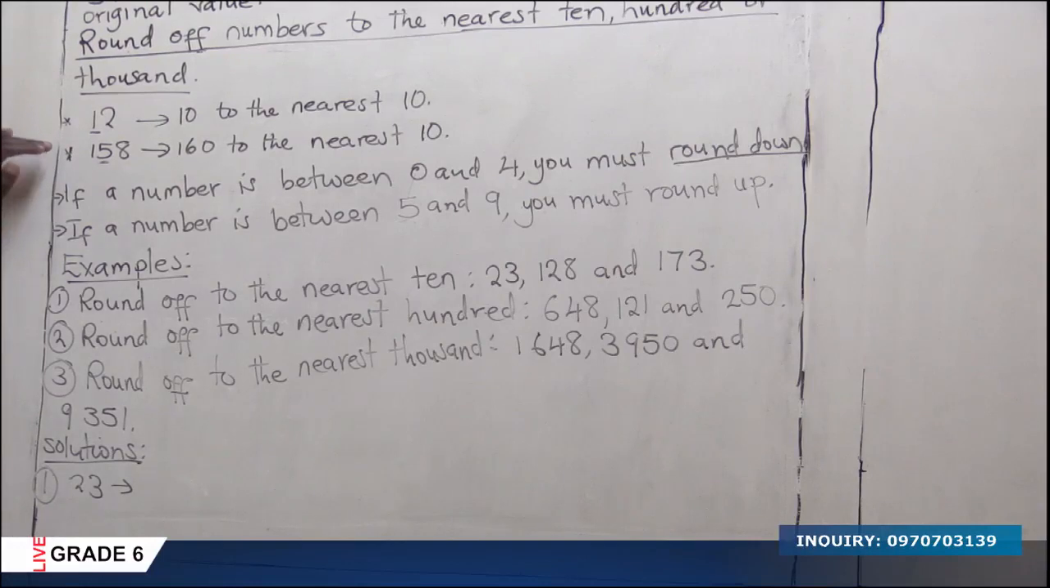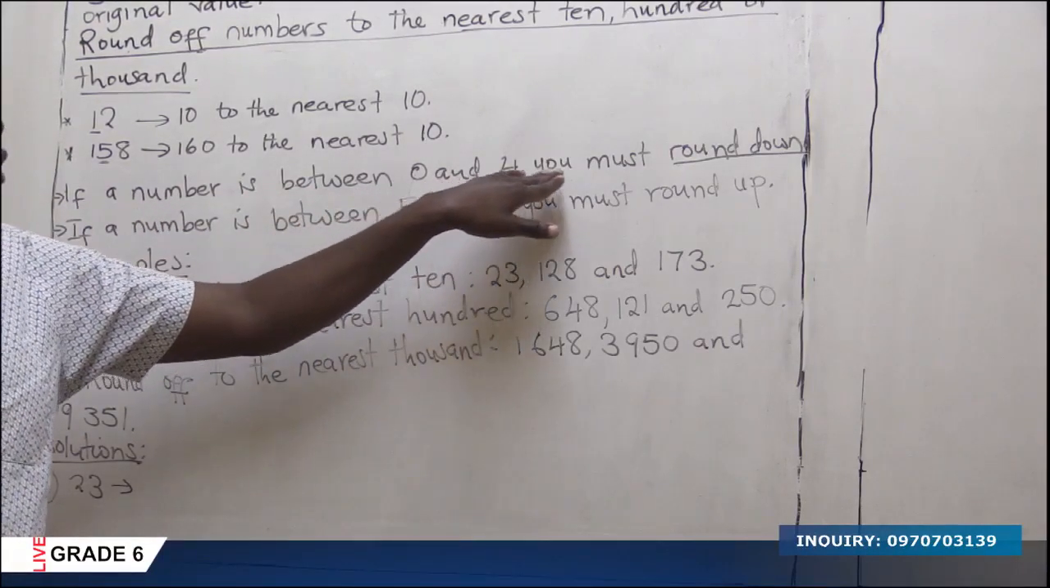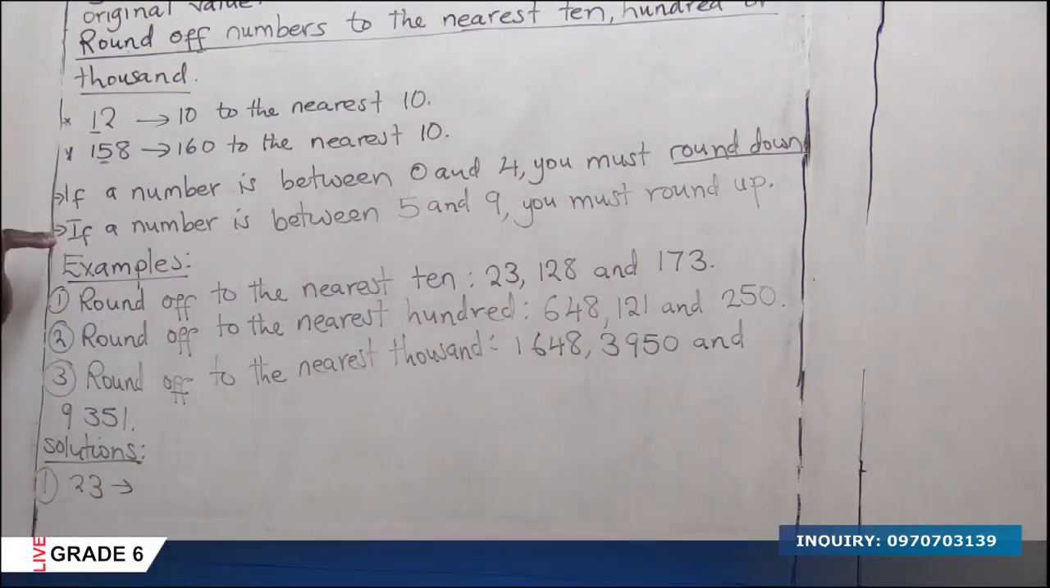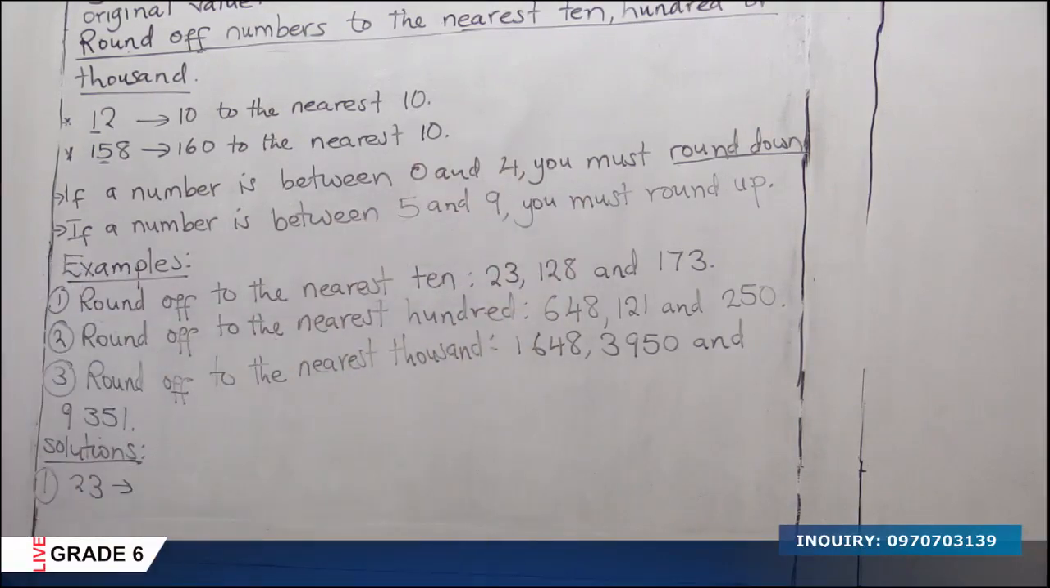Remember, boys and girls, I said if a number is between 0 and 4, you must round down. If a number is between 5 and 9, you must round up. So if you look at this number 23, our focus is on 2, because 2 is in the tens position. Immediately after 2, you look at the next number. The next number is 3.